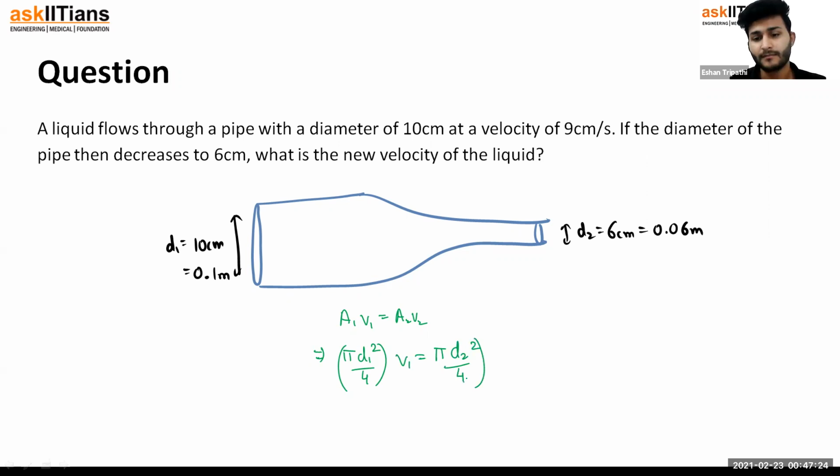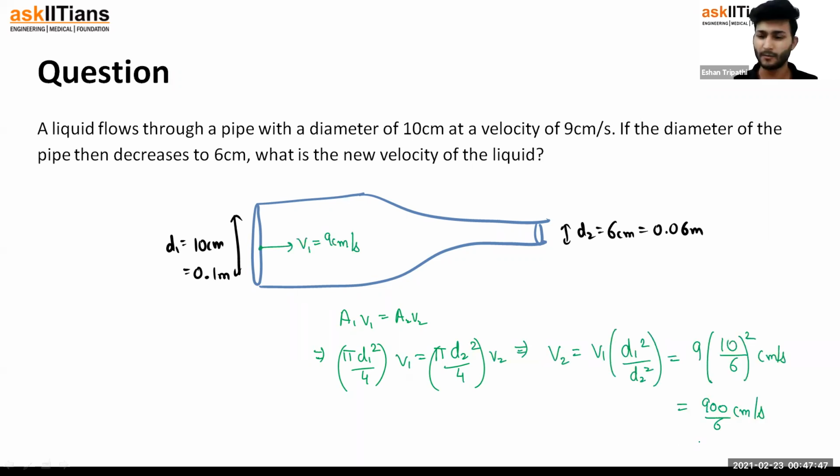And if you just reorient the equation, you'll get v2 equals v1 times d1 square by d2 square. That's the second velocity. So you can say it's 9 multiplied by 6165, 150 centimeters per second.